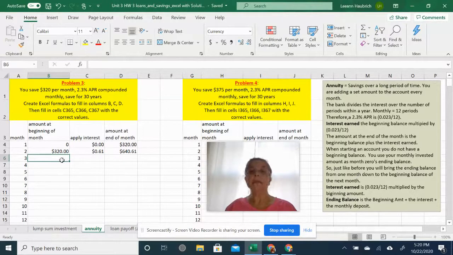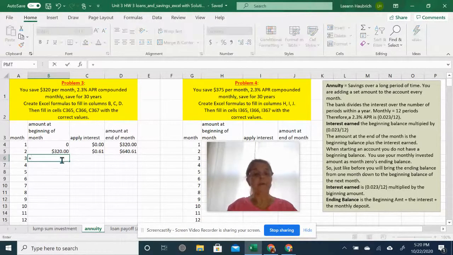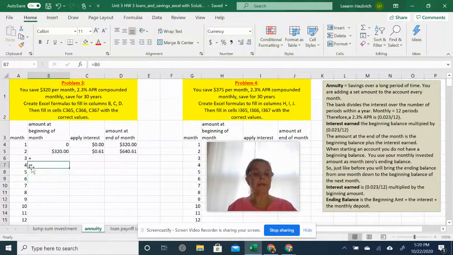The next row, the next month, is going to start off equals the previous, oops, let me get it in the right spot. It'd help if I get this in the right cell.